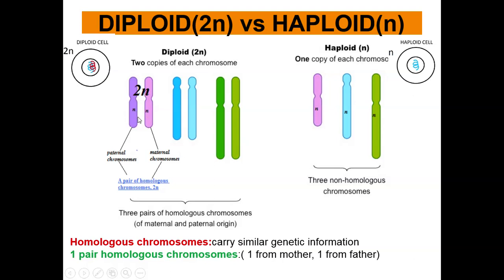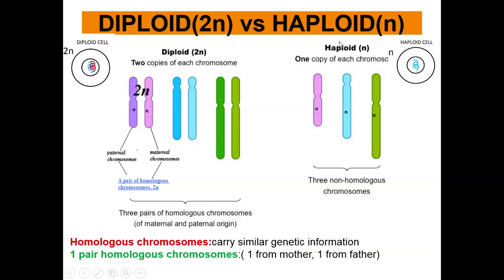So kedua-dua kromosom ini, pasangan ini dia dipanggil sebagai homologous chromosome, which is the size, they carry genetic information yang sama jenis, itu yang dipanggil sebagai homologous chromosome, and dia number kromosom dia adalah 2n. Okay, same goes to here. This is also homologous chromosome, and here also the homologous chromosome.